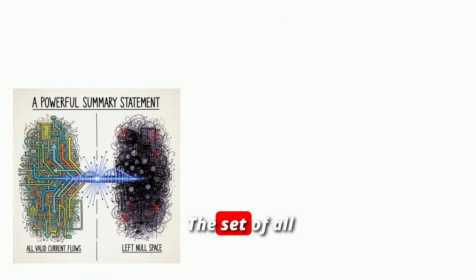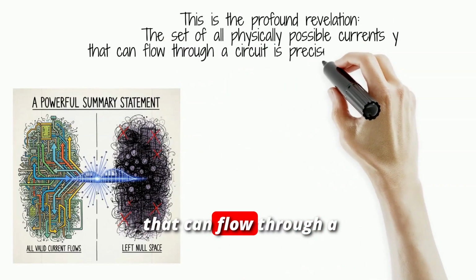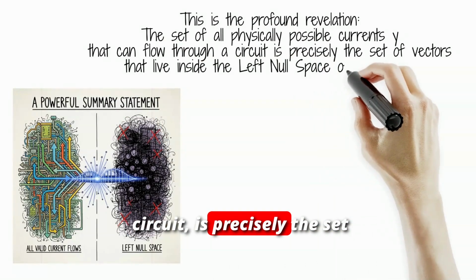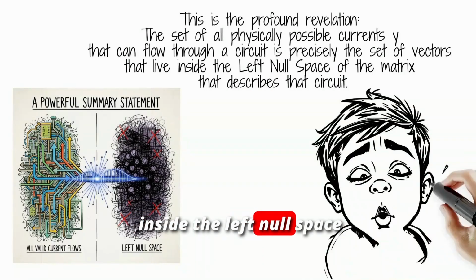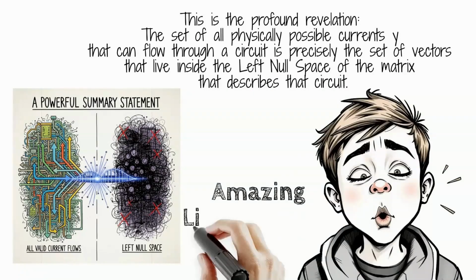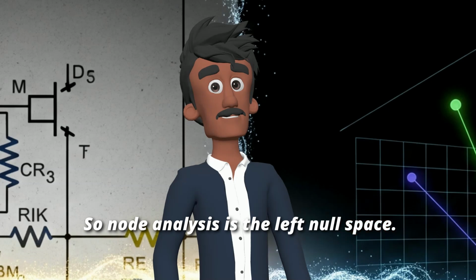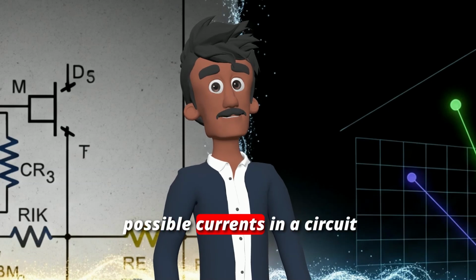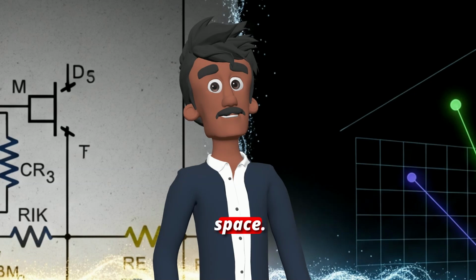This is the profound revelation. The set of all physically possible currents y that can flow through a circuit is precisely the set of vectors that live inside the left null space of the matrix that describes that circuit. So node analysis is the left null space. The set of all possible currents in a circuit is the set of all vectors in this beautiful mathematical space.